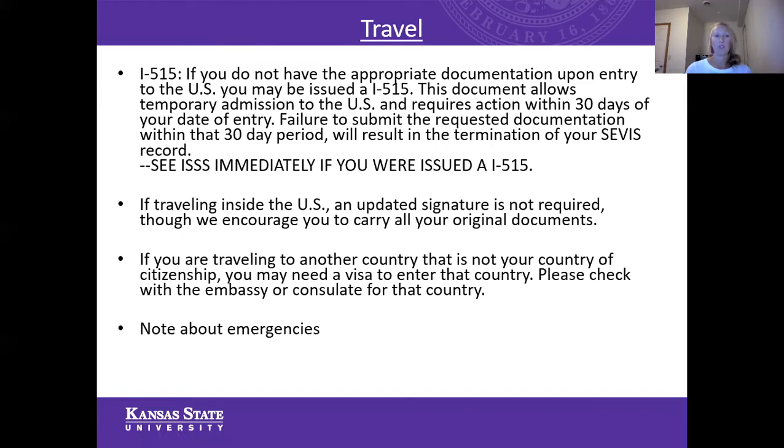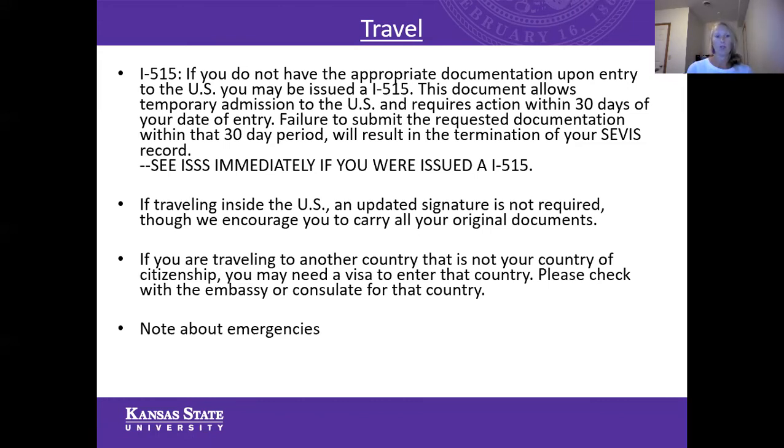Sometimes you show up at a port of entry and you realize you can't find your documents, that you thought you had them in your luggage or your carry-on items. And CBP may decide to issue what's called an I-515. This is a document that they issue to you to say this is what was missing, but based on what they've seen, they're fairly certain that you should be allowed to enter. So they will allow you to enter for a 30-day period.